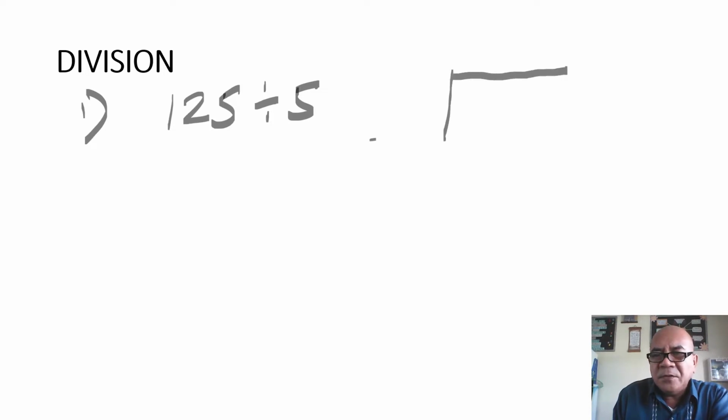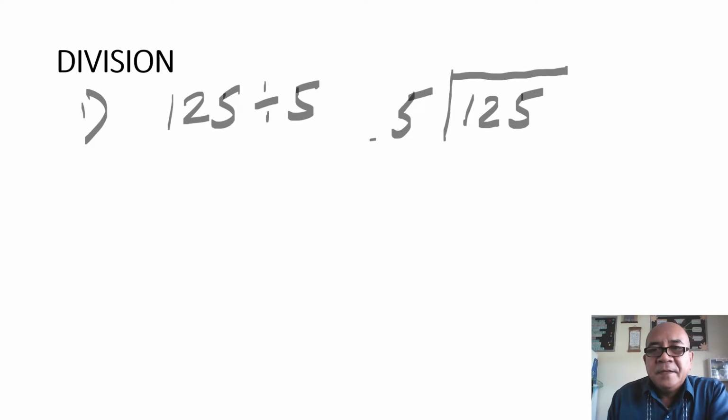Ito ang ating division na sign, na symbol. Ilalagay mo sa loob yung 125. At saka yung divisor na 5 sa labas. Yan. At magsisimula ka dito sa 1. No? Ito bang 1? Pwedeng ma-divide ng 5. 1 divided by 5 cannot be. So, ikaw ay magdadagdag ng isa pang number. So, 1 and 2. So, 12 divided by 5.